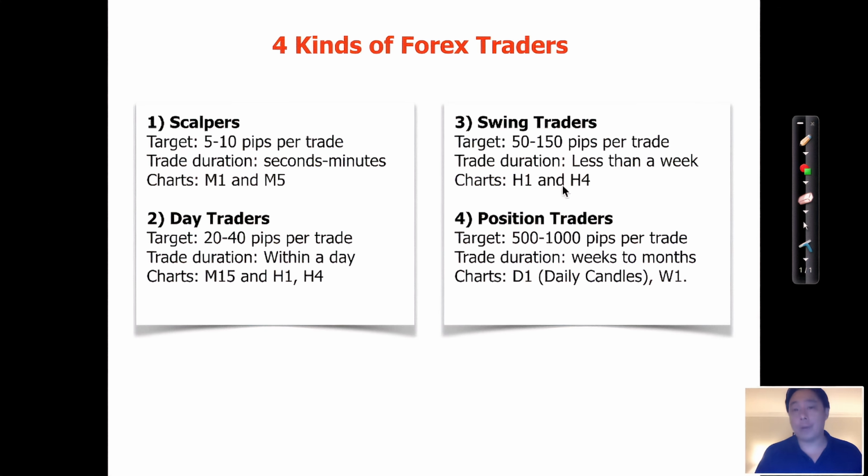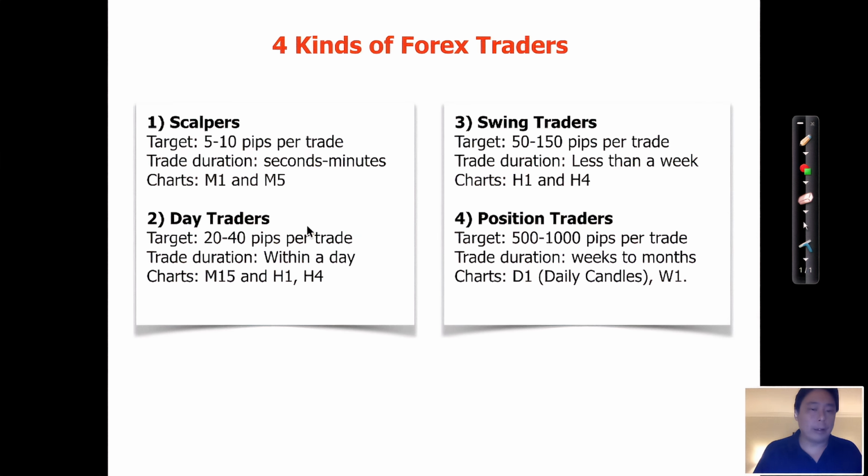Next, we have swing traders. Swing traders will typically target 50 pips to about 150 pips per trade. So when they hit 50 to 150, they're out of the trade. The trade duration usually lasts for less than a week, a couple of days, and they'll look at charts with hourly or 4-hourly candles. So those are swing traders.